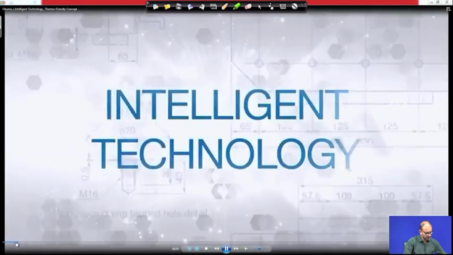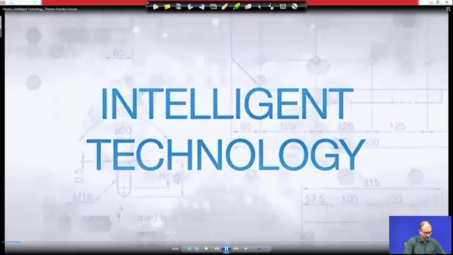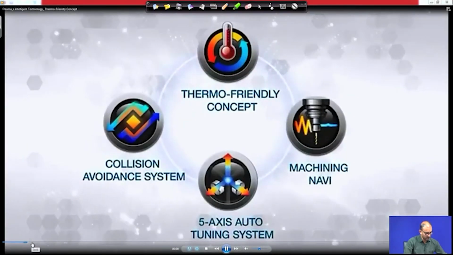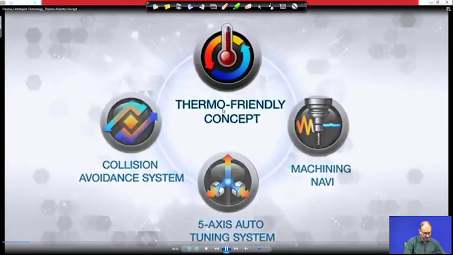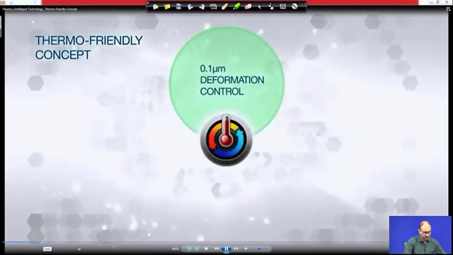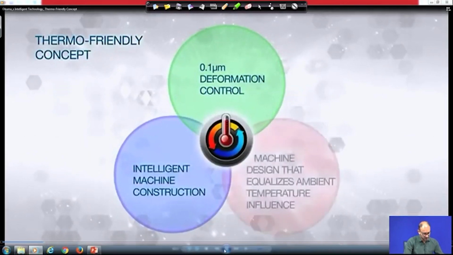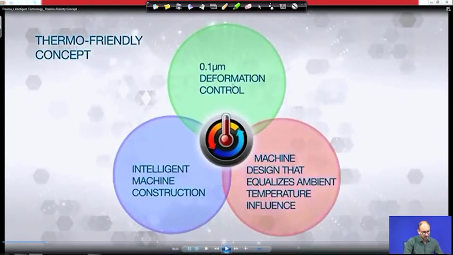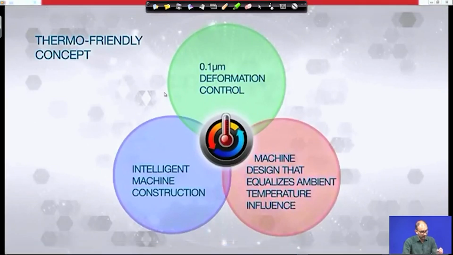So, this is the company Okuma. They are making this particular system for the thermo-friendly concept, that is what we are looking at right now. So, what is this thing? You can actually control the deformation within a 0.1 micron control. So, if your tool is deviating within a 0.1 micron, then you can actually control it within that part.